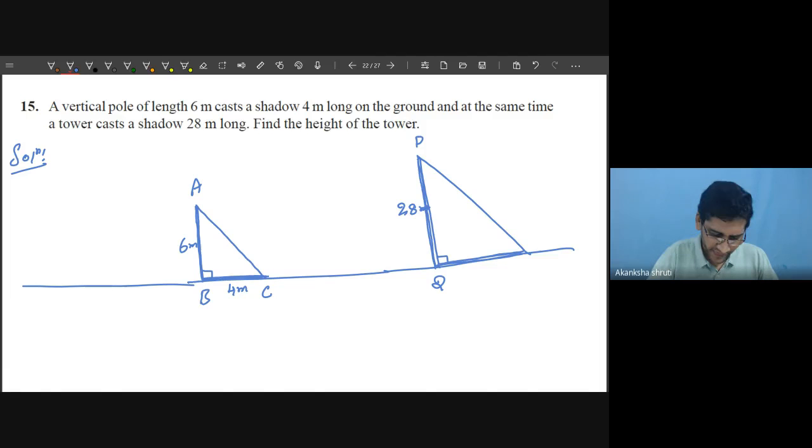So the angle of elevation of the sun for the pole as well as for the tower remains the same. Whatever this angle of elevation, x and x you may consider, or theta you may consider, because the shadow is always found from the topmost point to the shadow end on the ground. So the angles of elevation theta are equal. So here angle B is equal to angle Q. Why? Both the pole and the tower are perpendicular on the ground.